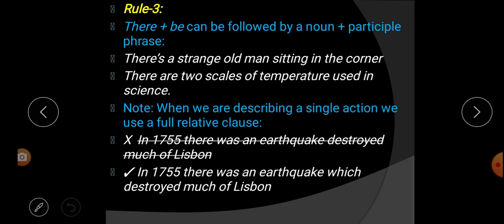So it describes a single action. What is the single action? An earthquake. In 1755, there was an earthquake which destroyed much of Lisbon. As it is describing a single action, that's why we have used a relative clause over here.